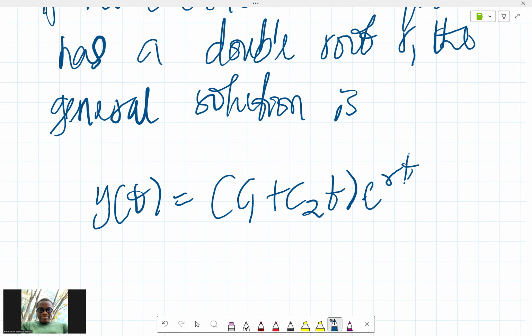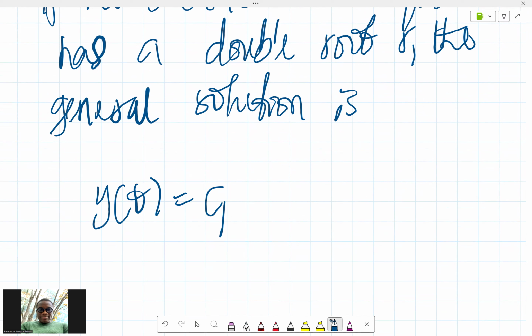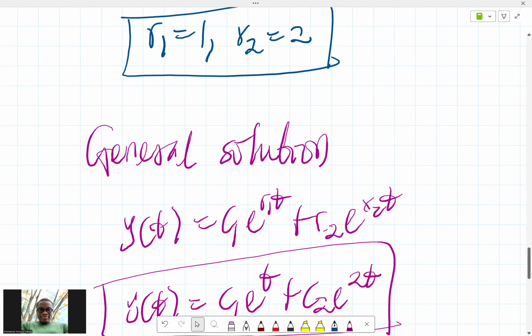Instead of having c1 e raised to power rt plus c2 e raised to power rt, which is a repetition, let me write it out so you can get it. y of t is c1 e raised to power rt plus C2, normally it should be C2 e raised to power rt. But because that r is still the same r, to distinguish it from the first one, we multiply by the independent variable. If the variable was x, we'd put x there, but what we have here is y of t.